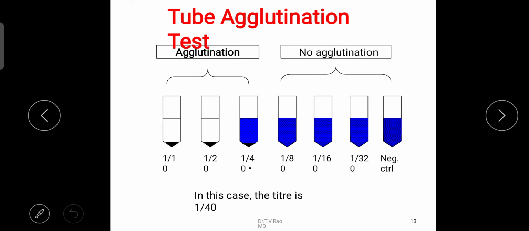There are so many types of agglutination. One is the tube agglutination test. So, agglutination and no agglutination: how will we find out the difference? In the case of no agglutination, there are no particles and no lattice will form. But in the case of agglutination, the lattice will form. This is the negative result. In this case, the titer is 1/40.